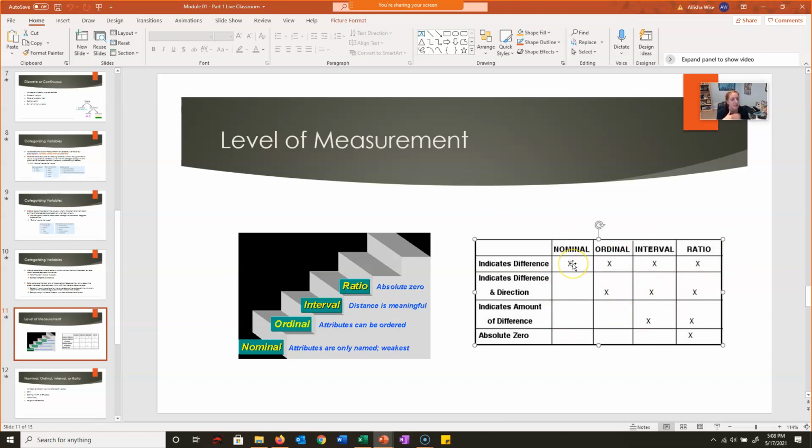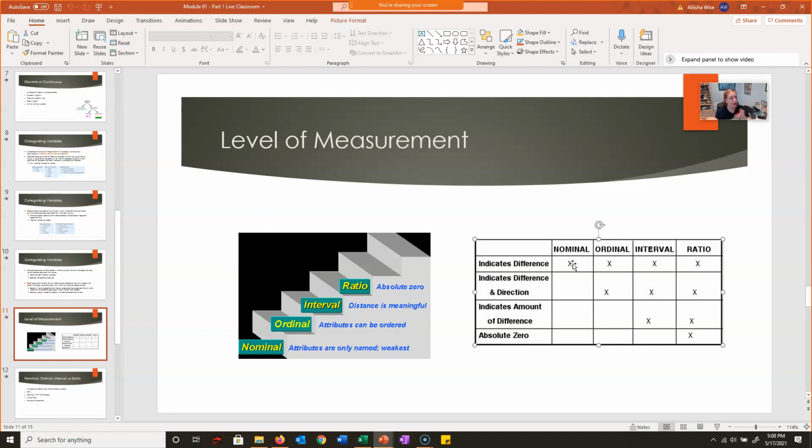Nominal just basically means that it's either like a name, so almost all qualitative variables would fall into nominal, but they don't really have a number meaning. They don't indicate that, like, 2 means that there are exactly 2 items.